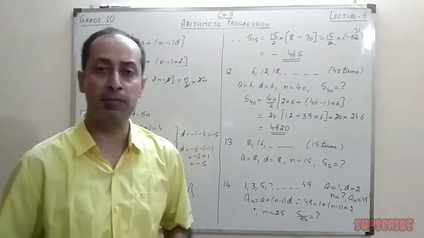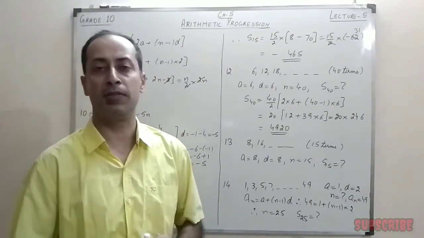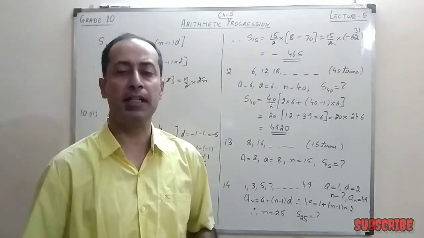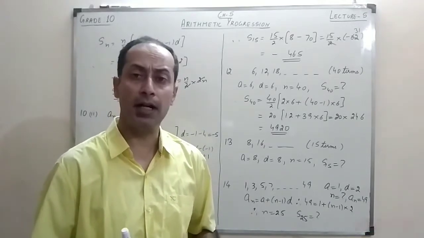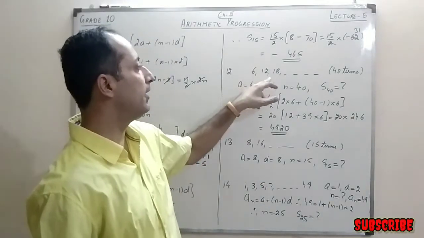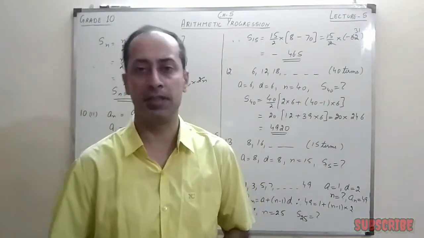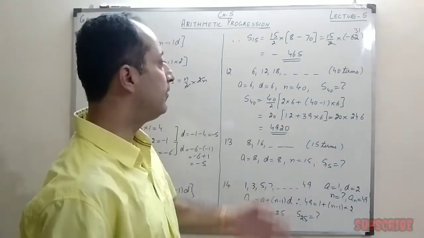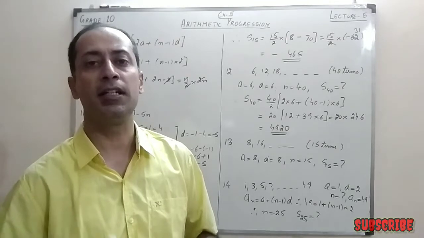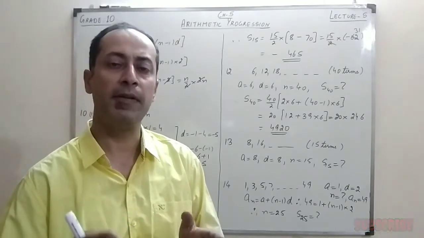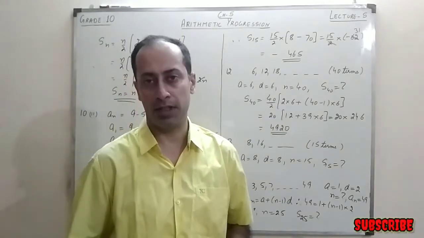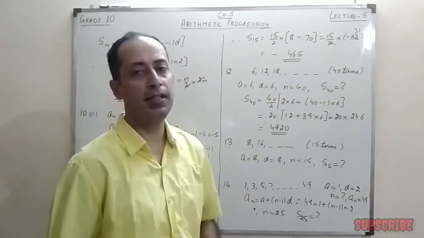The first number divisible by 6 would be 6, the second would be 12, then 18. That is, I have to write the table of 6 only. So this is 6, 12, 18 and so on till 40 terms. The first term would be 6 and the common difference again would be 6, because the numbers divisible by 6 come at a gap of 6 only. N is given as 40, and I have to find S40.